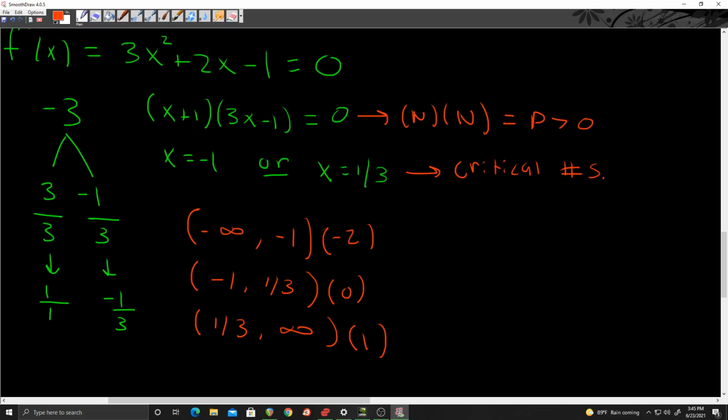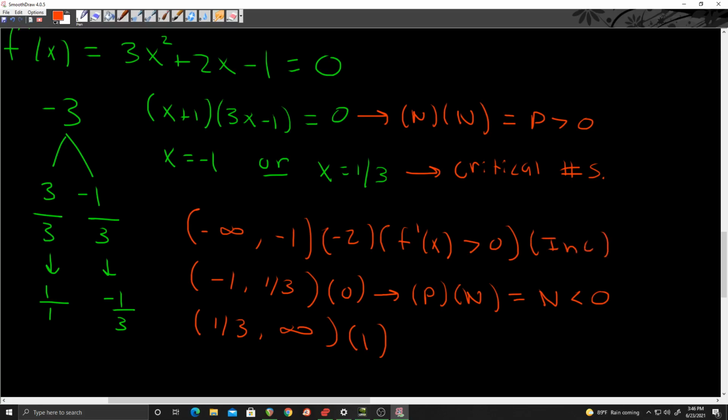Okay, so our function's increasing from negative infinity to negative 1. So here we have the first derivative positive. Now, if I plug 0 in, 0 plus 1 is going to be a positive, and 3 times 0 minus 1 is going to be a negative. Positive times a negative is a negative, and a negative is definitely less than 0. So our function goes from increasing to decreasing.